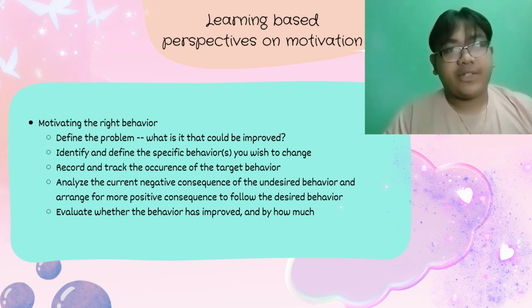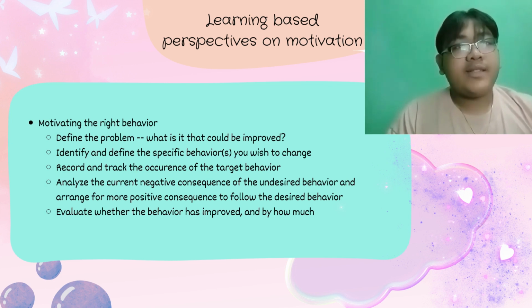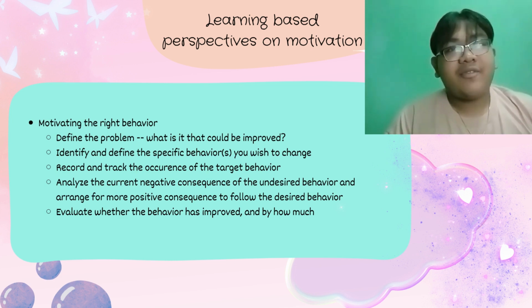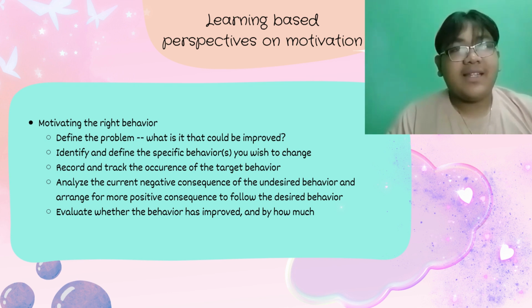Motivating the right behavior. Define the problem. What is it that could be improved? Identify and define the specific behaviors you wish to change. Record and track the occurrence of the target behavior. Analyze the current negative consequence of the undesired behavior and arrange for a more positive consequence to follow the desired behavior. And last, evaluate whether the behavior has improved and by how much.